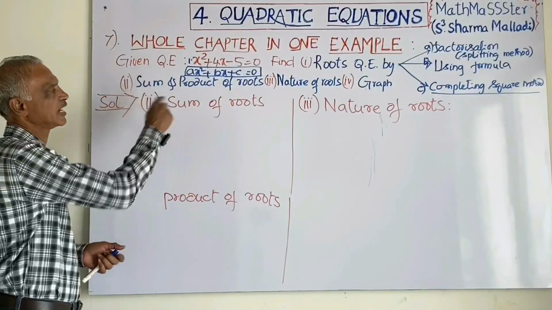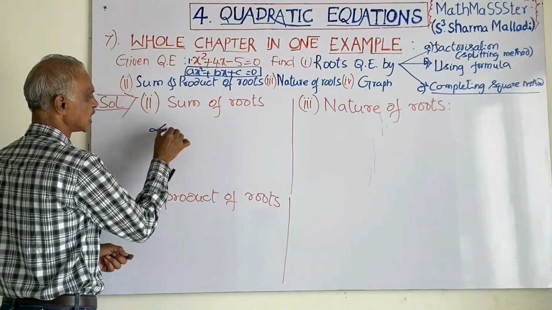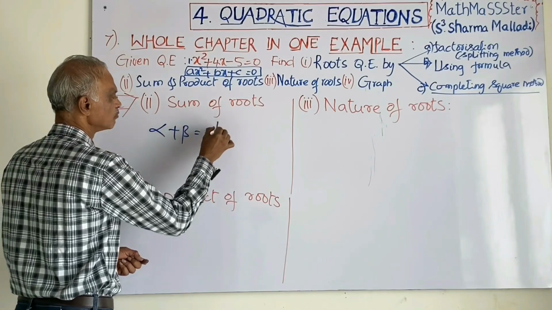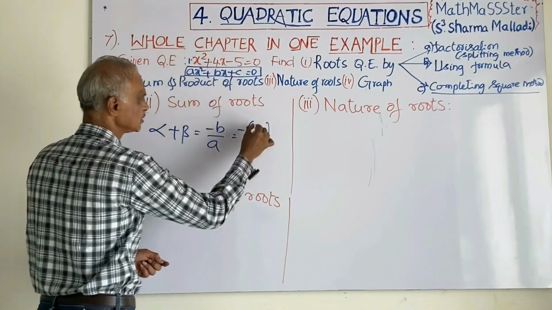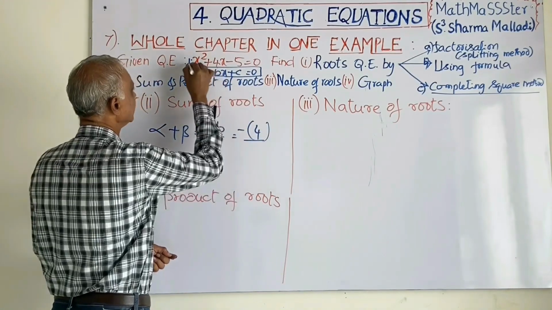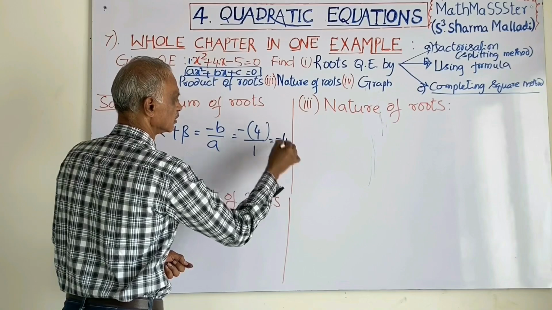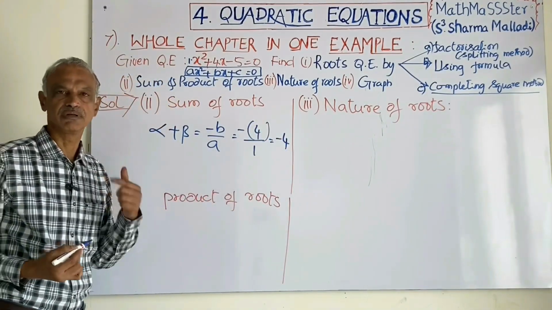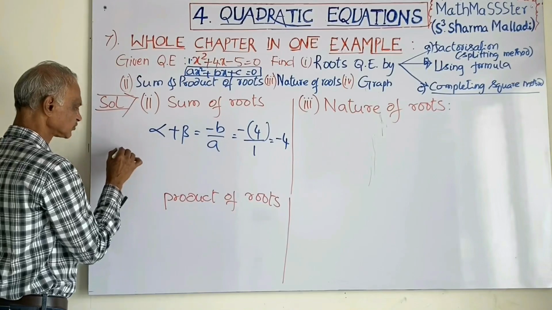Sum of roots and product of roots. What is the formula you have? Sum of roots alpha plus beta is equal to minus b by a. Minus, what is b here? B is 4, and what is a here? 1. Sum of roots is minus 4. What is the sum of roots? Minus 4. You have checked, verified.